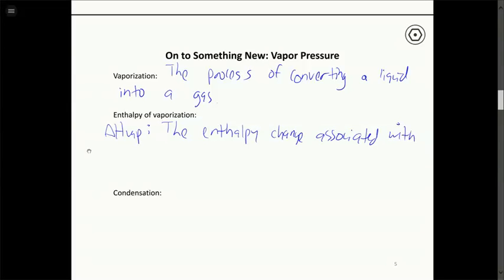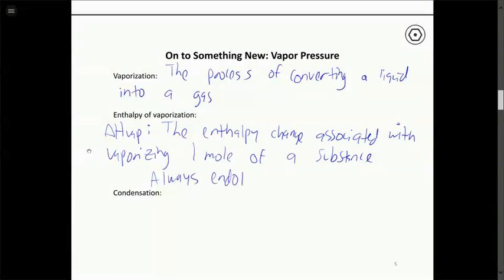We know intuitively that we have to put energy into something to vaporize it. If you want to boil water, you have to heat it up, of course. So that would mean it's an endothermic process. So in order to vaporize something, we have to put energy in. It's always going to be endothermic, which means it will always have a positive value. So that means the sign will always be positive.